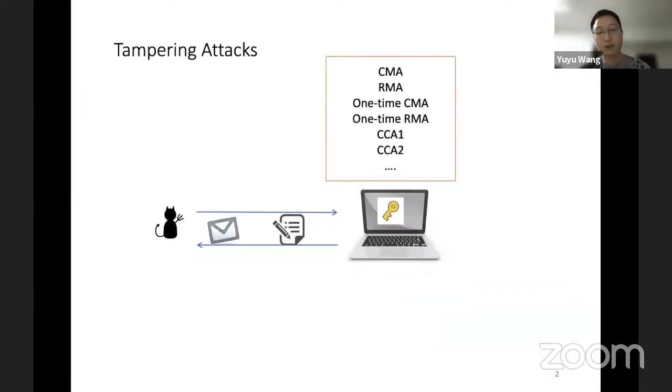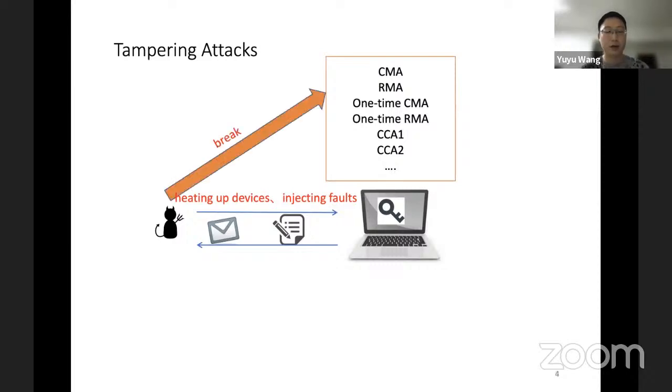Usually, when proving the security, we assume that the keys are perfectly protected. But in the real world, the adversary may execute some tampering attacks, such as heating up the devices and injecting faults to tamper with the keys. And then the adversary may observe the signatures or the ciphertexts generated by the tampered key. So it can get some extra advantage from this to break the security.